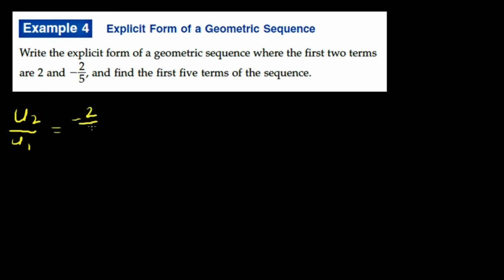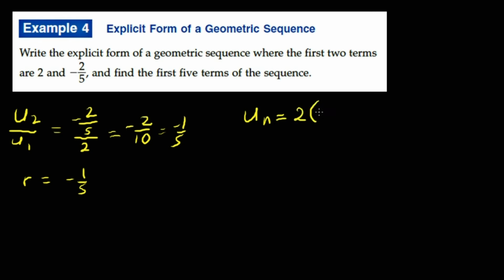So negative 2/5 divided by 2, well, half of negative 2/5 is negative 2/10, which is negative 1/5. Or half of 2/5 is 1/5. So now that we know that r is negative 1/5, we can write the explicit form of our geometric sequence. So we'll say that u sub n is equal to our first term, which is 2, times our common ratio, which is negative 1/5, n minus 1 times.